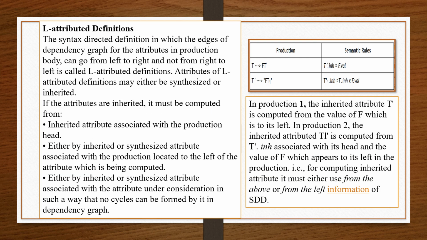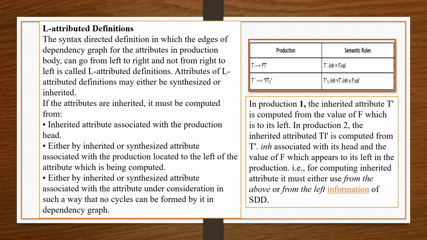Now what is an L attributed definition? The syntax directed definition in which edges of the dependency graph of the attributes in the production body can go from left to right, not from right to left, is called an L attributed definition. Just as we studied, right? Inherited attribute, inherited from F value. Attributes of an L attributed definition may either be synthesized or inherited. It may include both, okay, L as well as synthesized.